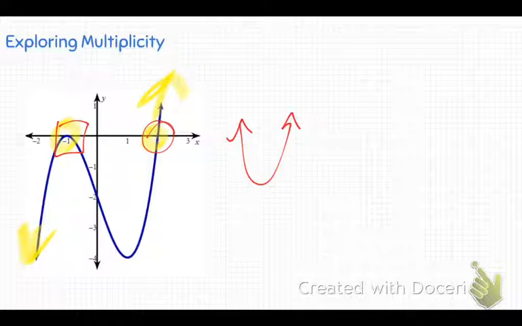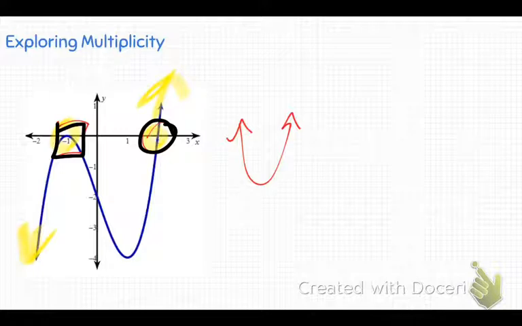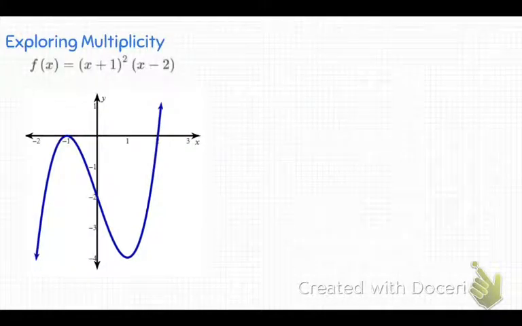So, how many intercepts did a cubic have? 3. So I've accounted for 1 and 2 of them. Where's the third one at? No, that's a y-intercept. Maybe, how about if I give you the equation? Do you think that'll help? Hopefully. Here's the equation: f of x equals x plus 1 quantity squared times x minus 2.